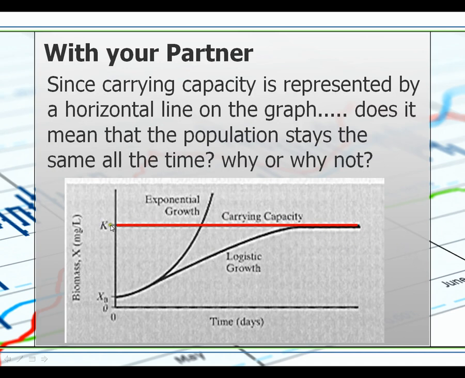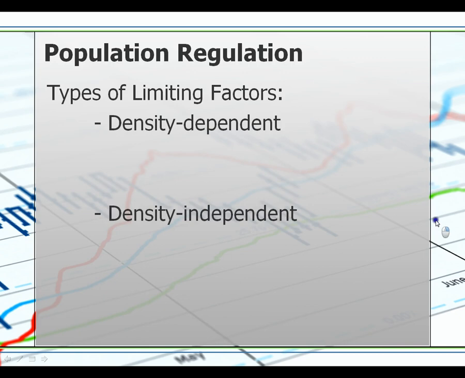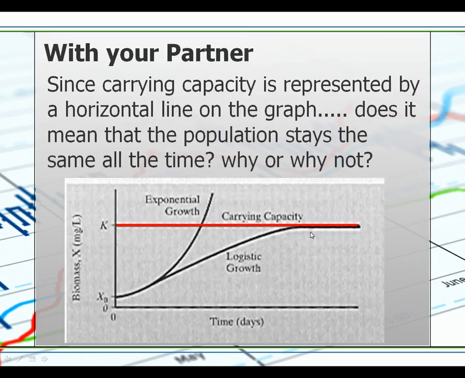Alright, this is where we're going to talk about dynamic equilibrium, because carrying capacity is shown as a straight line on the graph, but is that really what it is? Is there really only 10,000 organisms that are suited for that ecosystem? And the answer to that is no.